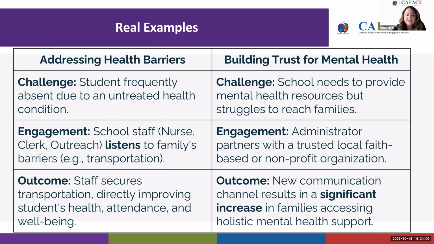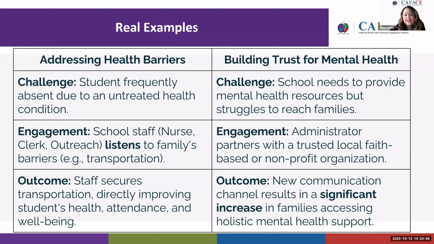So the engagement piece comes in, and a dedicated staff member connected with the family, listening to their true concerns and barriers, which turned out to be a lack of reliable transportation to the clinic. The outcome? The staff member then took that information and collaborated with the family to secure transportation resources. And so the result from this, right, identifying that there was a need and taking action to engage the family, is direct and lasting improvement in the student's health, attendance, and overall physical and social emotional well-being. And it all started with one trusting conversation.